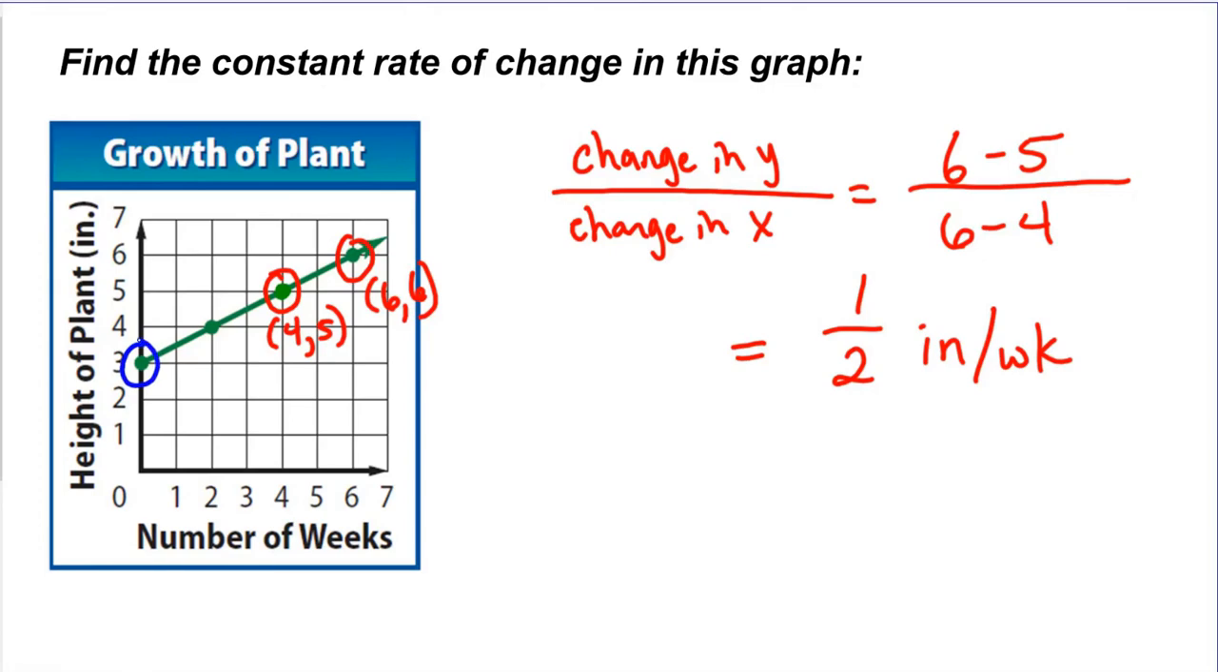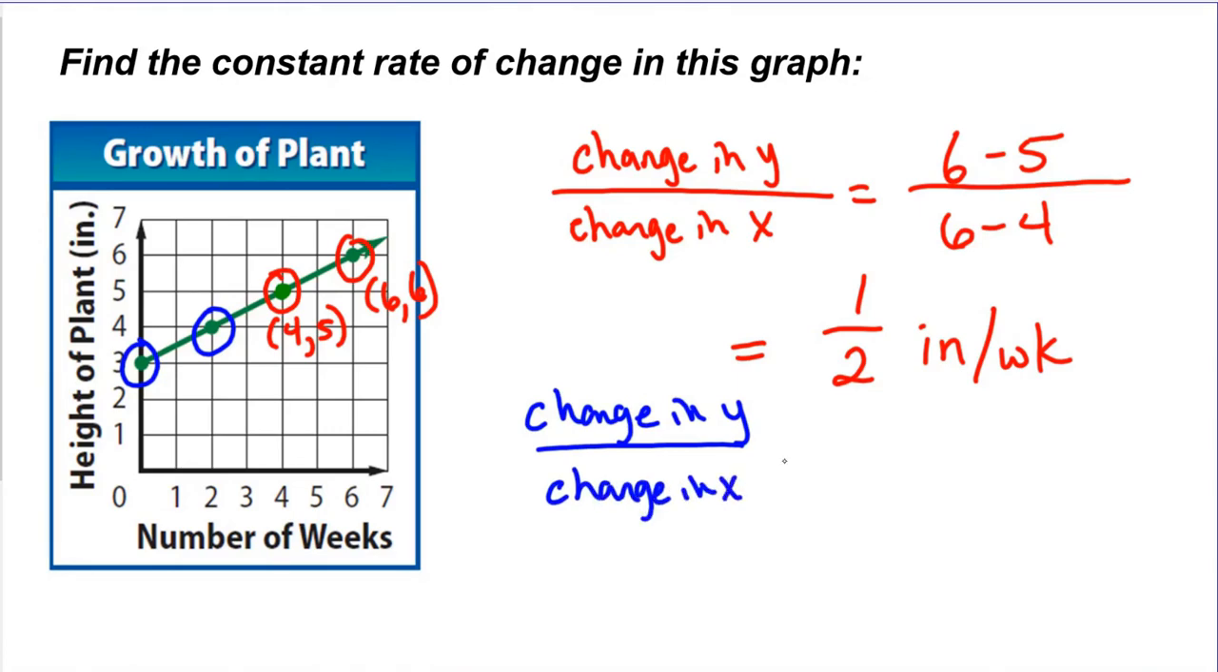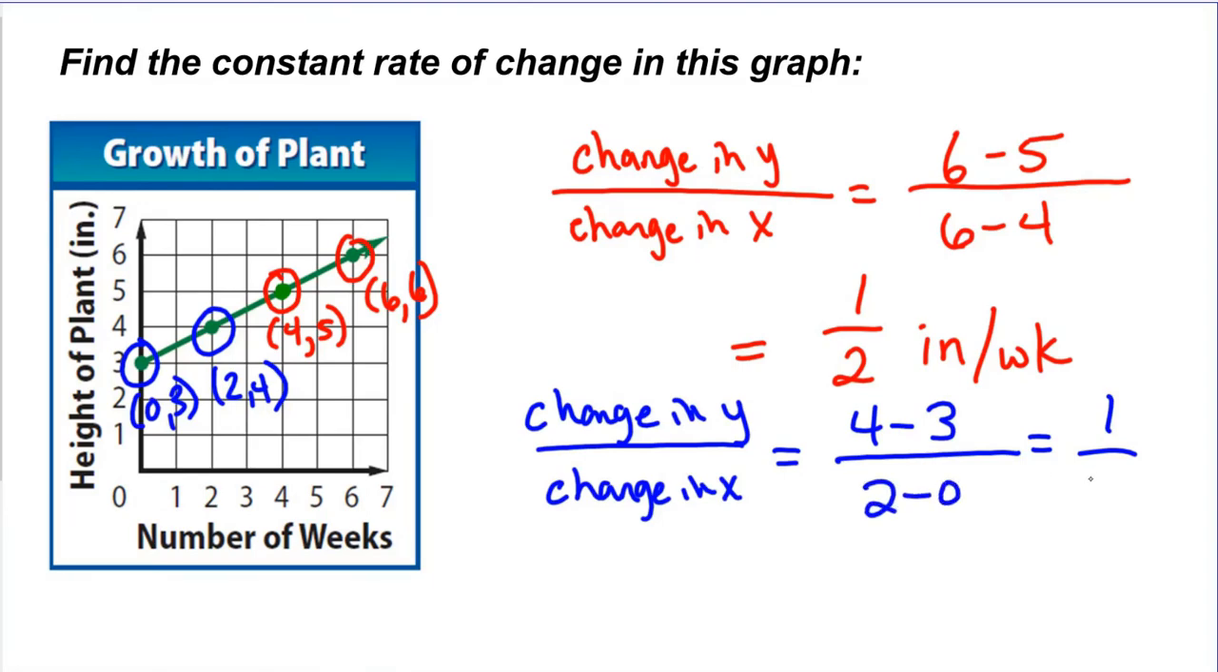What if I had picked this point and this point instead? Well, if I again find my change in y and my change in x, this is the point (0, 3), and this is the point (2, 4). So my change in the y values is from 3 to 4. So 4 minus 3 is 1. And my change in the x values, 2 minus 0, is 2. So you'll see I still get 1/2 inch per week.